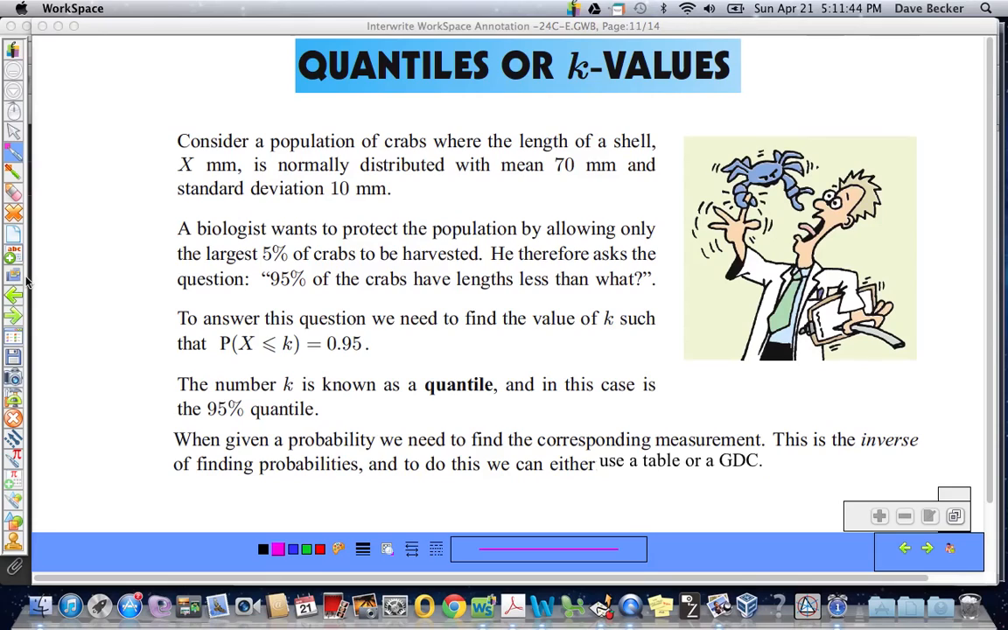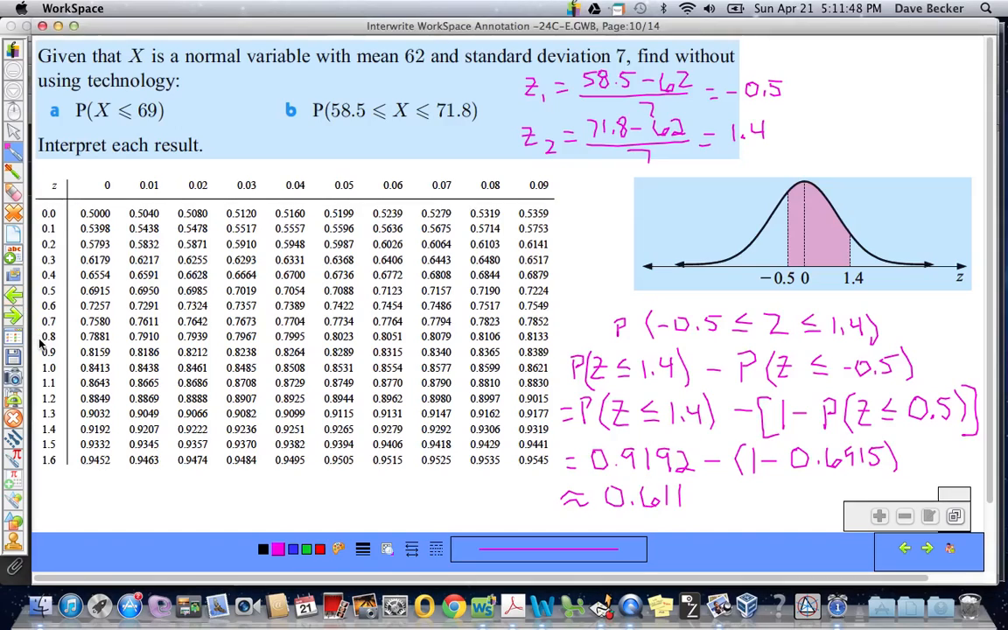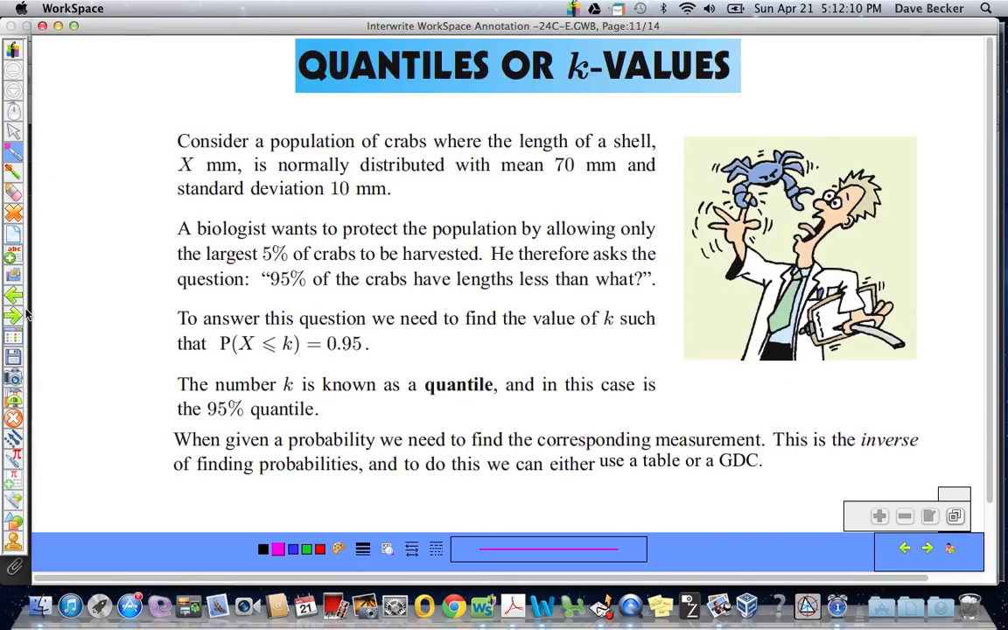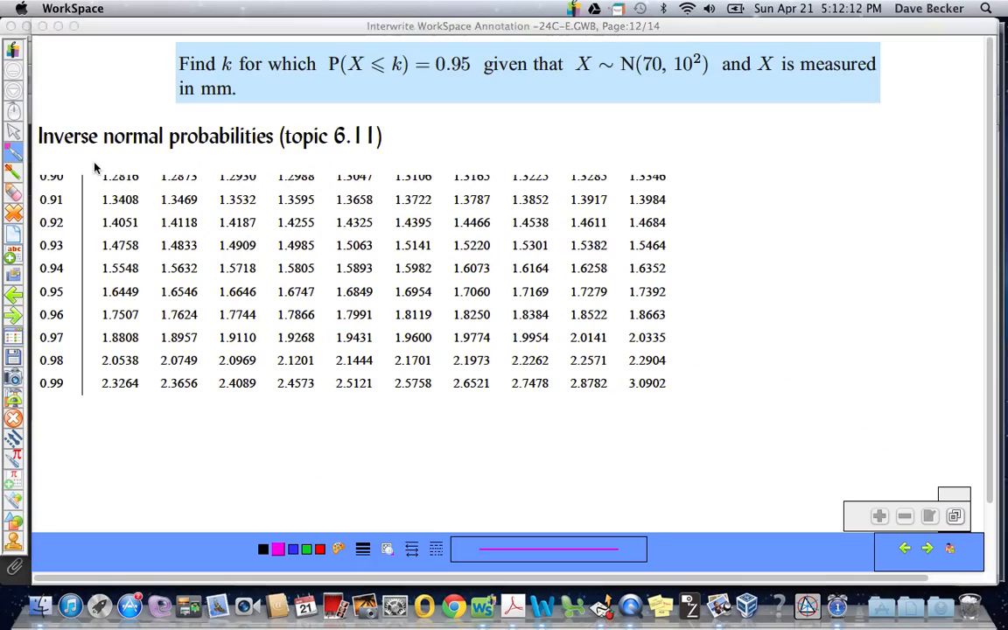Okay, that brings us to quantiles, or k-values. Basically, all that k-values are is, instead of finding the probability, like, let's go back to this first one. Instead of finding the actual probability here, we're given the probability and we're asked to find either the standard normal variable or just the normal variable. Okay, and there is a table for that we will use. It's called the inverse normal probabilities table.